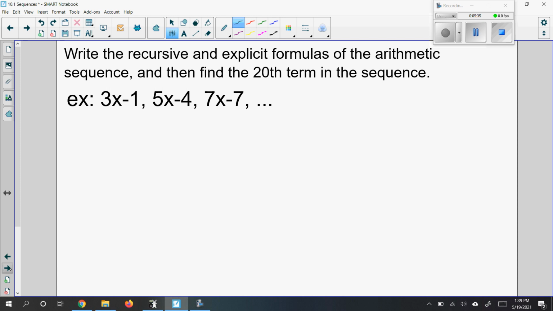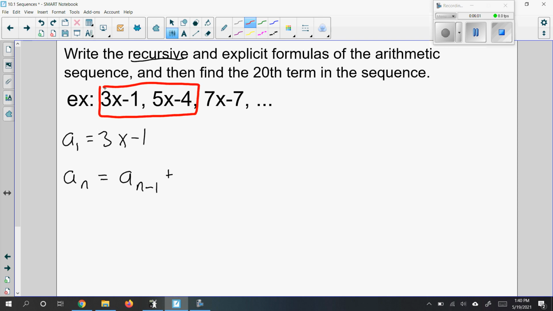All right, let's take a look at another one. Let's first find the recursive formula. So a sub 1 is given. That's 3x minus 1. A sub n is equal to a sub n minus 1 plus d. All right, so we need to find d. And to do that, we take consecutive terms and subtract them. So 5x minus 4 minus 3x minus 1. So 5x minus 3x is 2x.